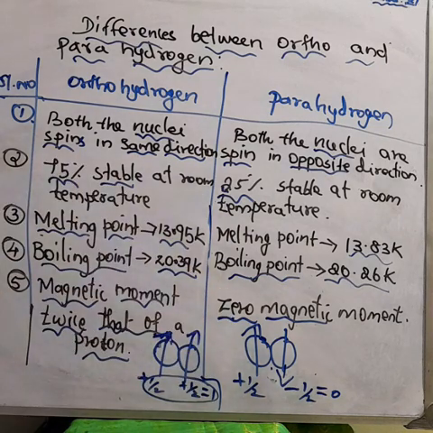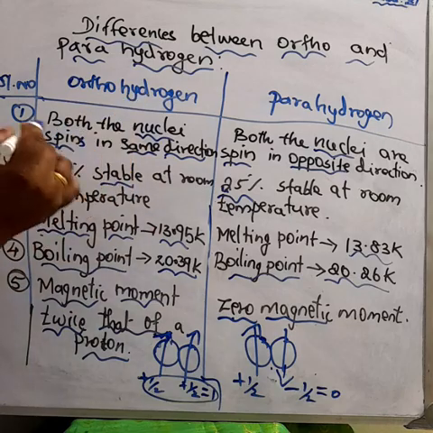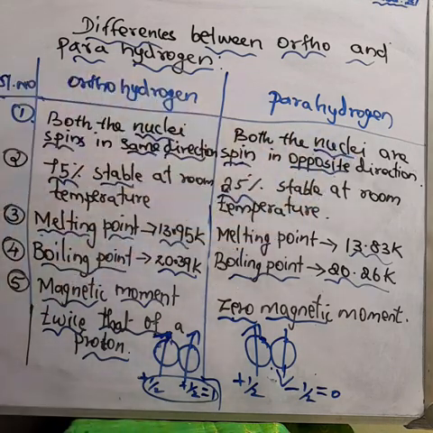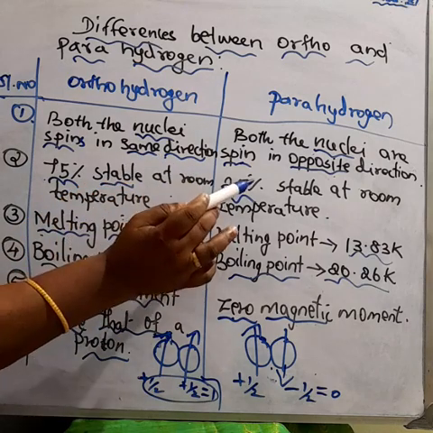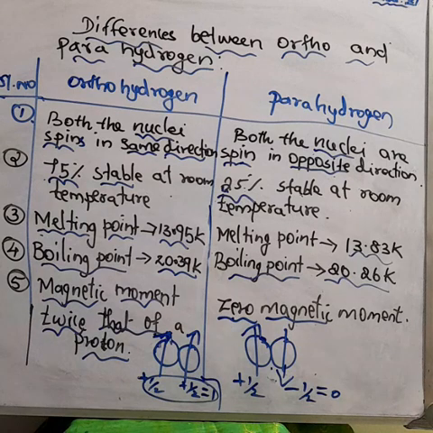Okay, so what is the difference between ortho and para hydrogen? In ortho hydrogen, both the nuclei spin in the same direction, and in para hydrogen, both the nuclei spin in opposite directions. And the second point, 75% of the ortho hydrogen is stable at room temperature. Para hydrogen, 25% is stable at room temperature.